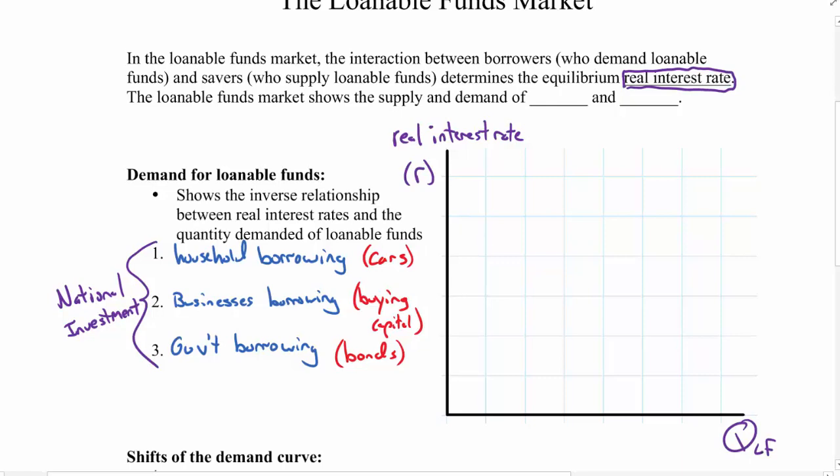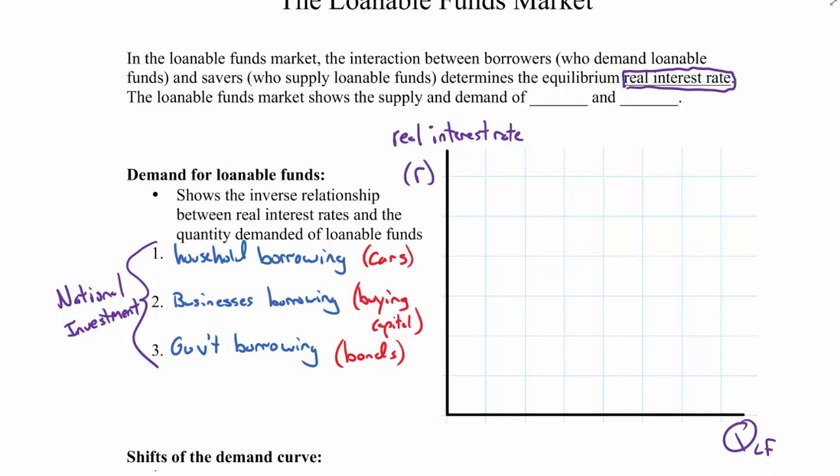I'm going to be discussing supply and demand with the real interest rate as the price, or the dollar amount, and the quantity as the quantity of money being saved and the quantity of money being borrowed. In this market, though, I like to think of this as a bank.